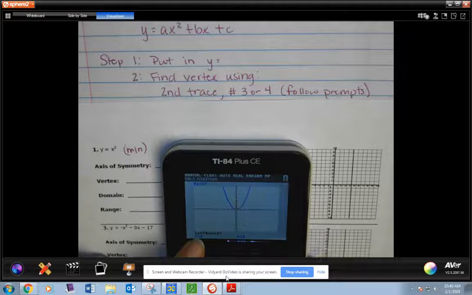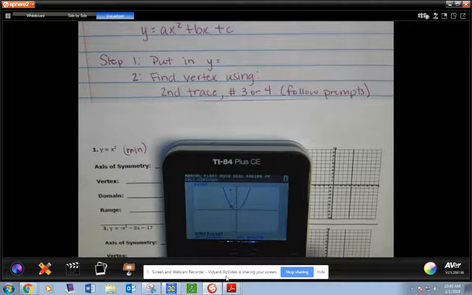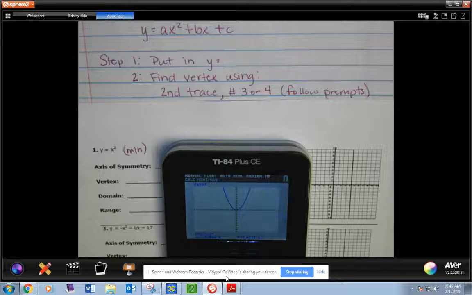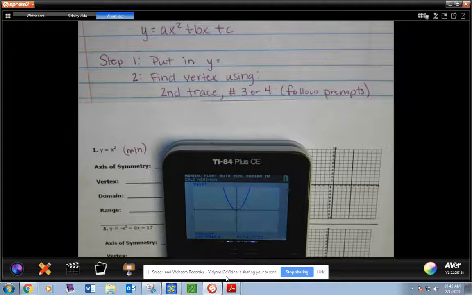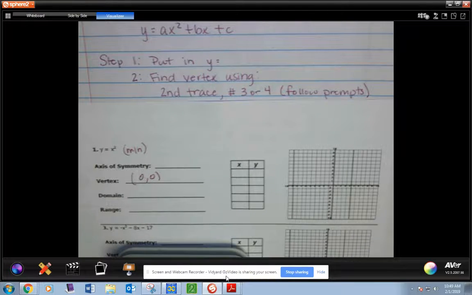When it says left bound, you're going to move your cursor and get somewhere on the left side of the curve and hit enter. And then when it says right bound, you're going to do the same thing and get somewhere on the right side of the curve and hit enter. And then when it says guess, you're just going to hit enter. Now, the thing that's really confusing if you don't pay close attention is when your calculator has e's in it, that means you have scientific notation going on, so that you're moving these decimals over, which means that it is really, really close to 0. So in reality, for this problem, your vertex is (0, 0), because both of them had e's.